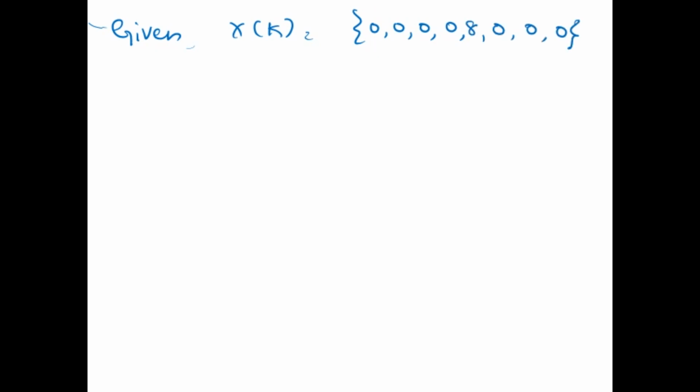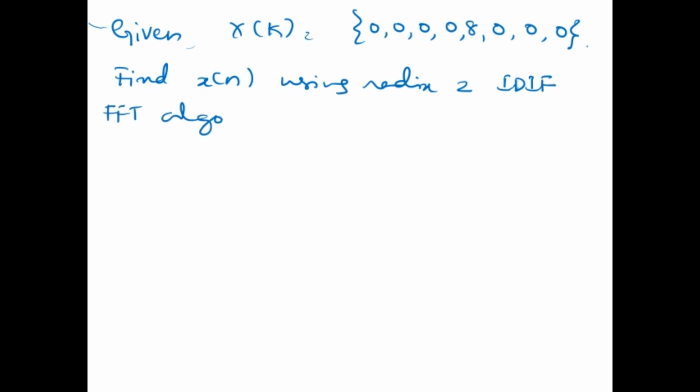Let us solve some of the problems on inverse radix 2 DIF FFT algorithm and DIT FFT algorithm. It is given x of k is equal to 0, 0, 0, 0, 8, 0, 0, 0. Find x of n using radix 2 IDIF FFT algorithm. So here we have to use DIT formula, IDIF, we have to use DIT formula.